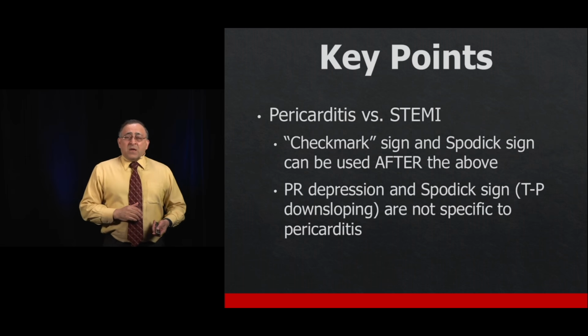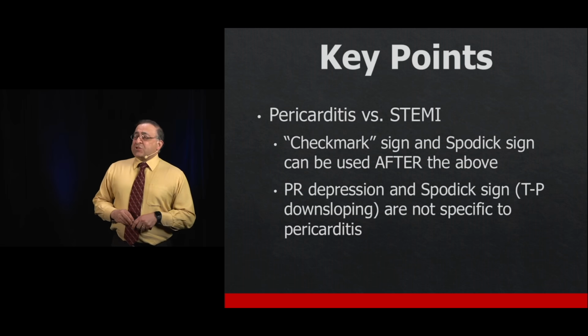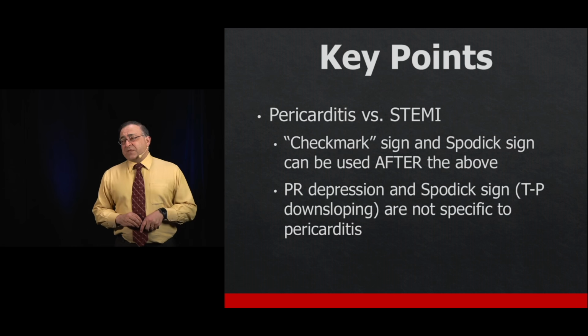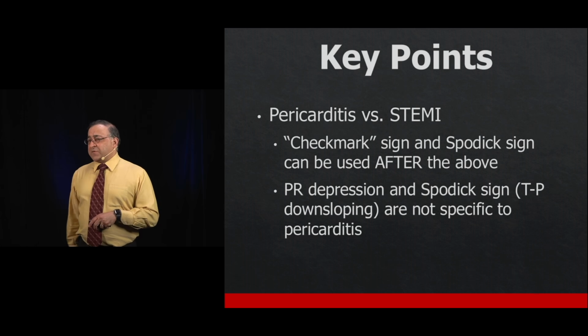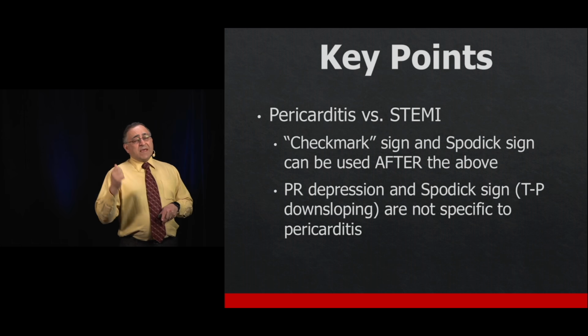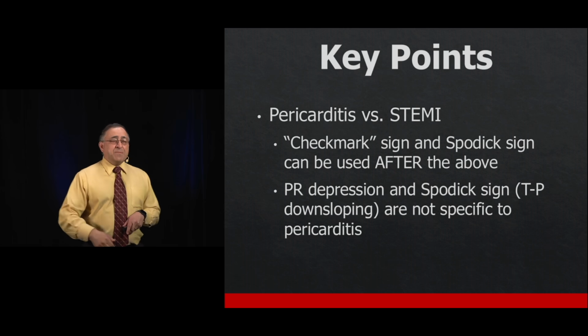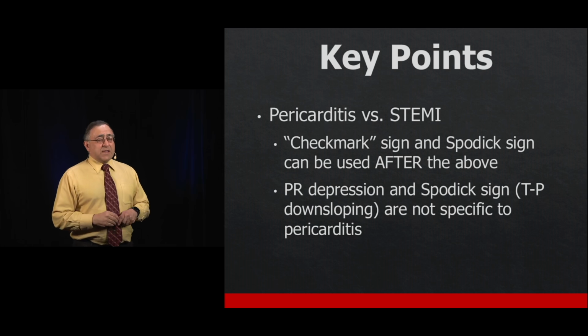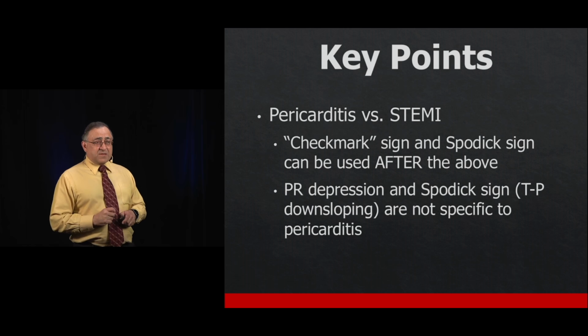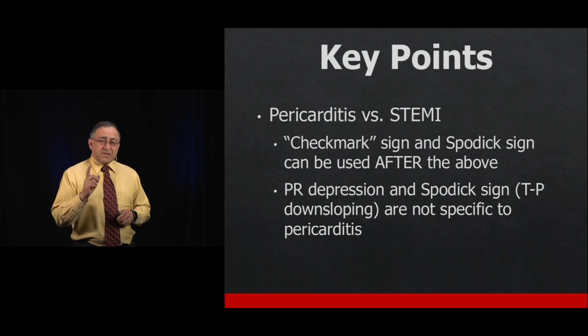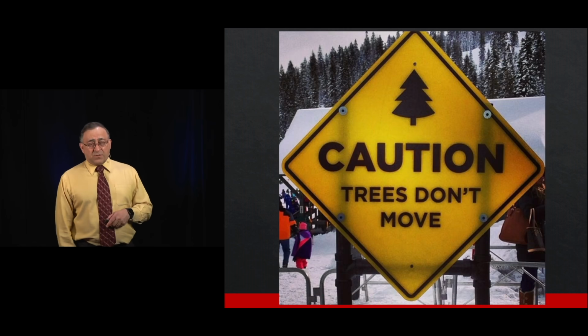All right? Also, you can look for that check mark sign. Also, you can look for the Spodek sign, but you should be looking at those things after you've gone through all your other steps first. And again, remember, you can see PR depression and PR elevation in aVR in the setting of a STEMI or ischemia, and you can see Spodek sign in the presence of a STEMI also. So that's why I say Spodek should be the last thing that you look for.